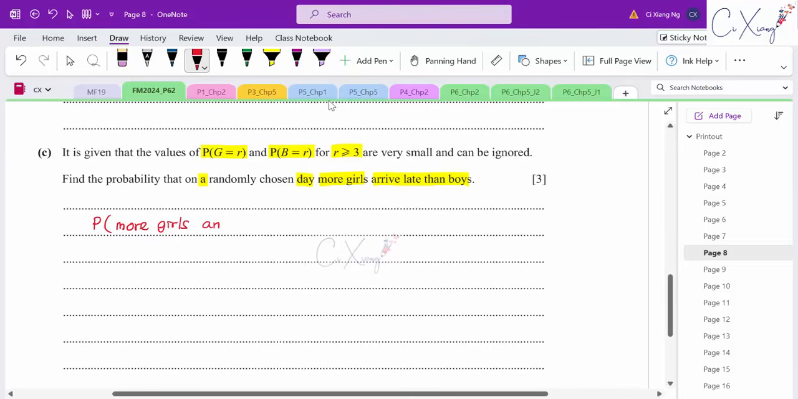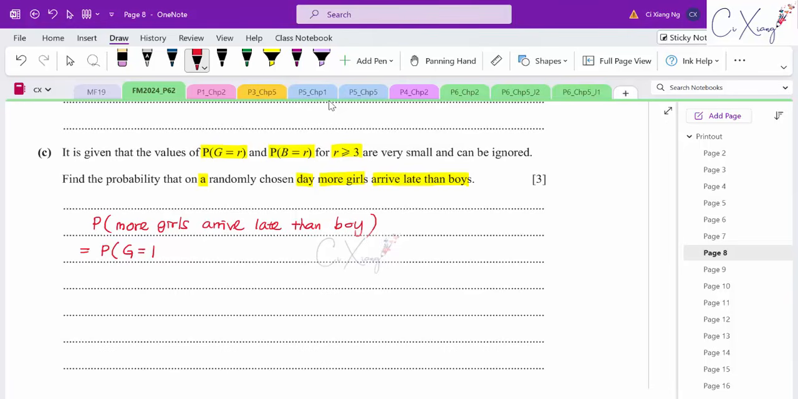More girls arrive late than boys. There's no other option. You have to list out the cases one by one. So we can start from small values first. I will not start from zero girls arriving late, because zero girls arriving late means that there's no boy arriving late as well, which does not belong to this case. They want more girls late than boys. So if G equals 0, then the only possible case for boy is 0, but it does not belong to more girls arriving late than boys. So I will start from G equals 1.